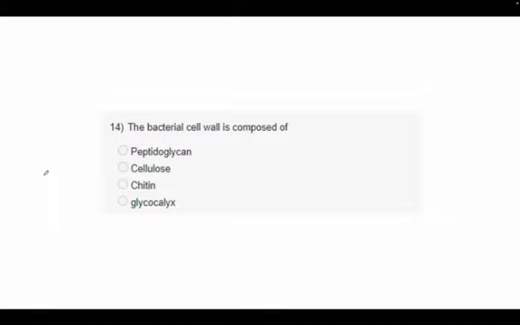Okay, bacterial cell wall is composed of dash. So, as we discussed, cellulose, chitin are components of eukaryotic cell walls. The bacterial cell wall is composed mainly of peptidoglycan.